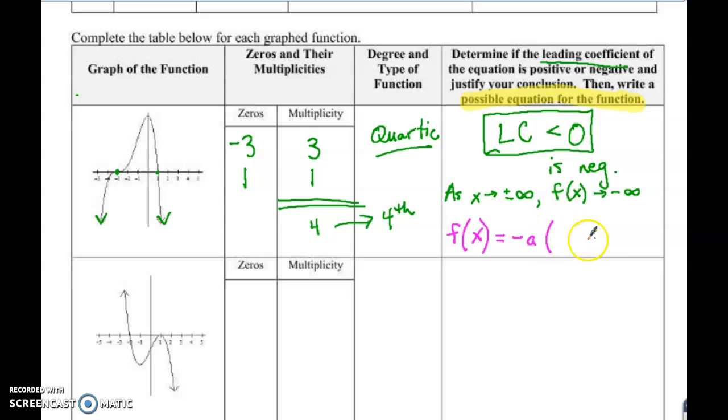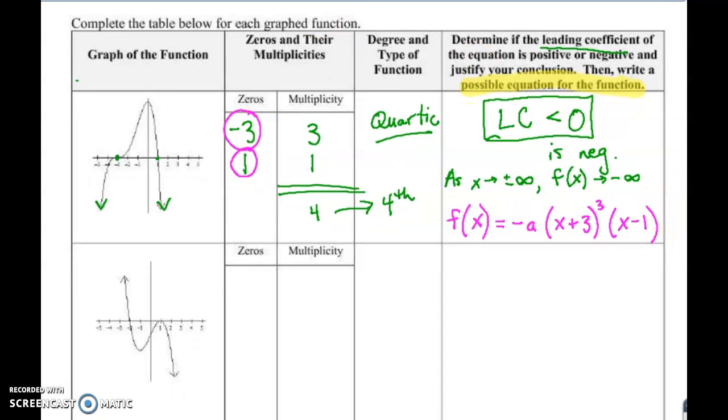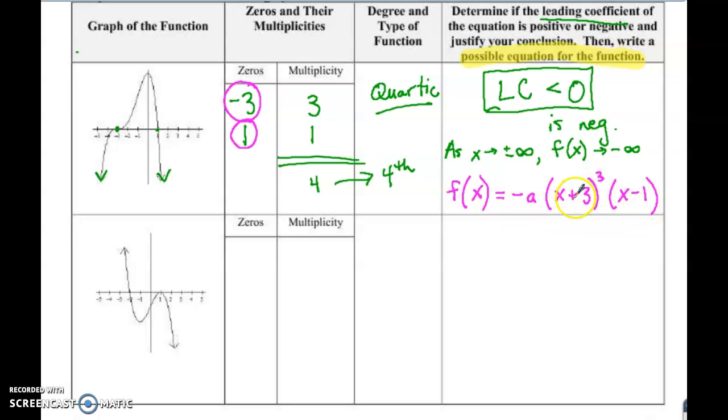That a is just your leading coefficient. And then go ahead and write the zeros. So x plus 3, I got from right here. But with a multiplicity of 3, I better put cubed right there. And then also x minus 1. Now with a multiplicity of 1, I don't have to write to the first power. You can if you want. And that's all I'm looking for right now. Down the road, I'll ask you to multiply this out, use clues in the problem to figure out what a is. But that's a future problem.